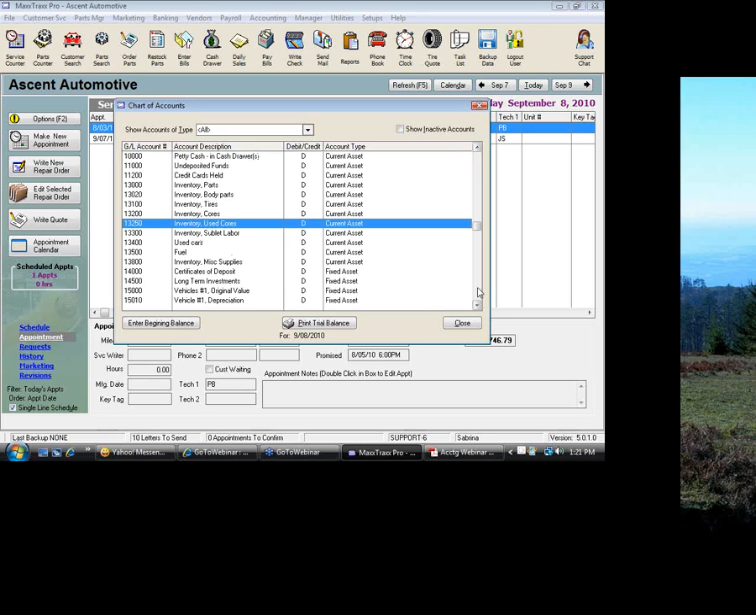So the whole goal here is once you enter every item on your balance sheet, once it's completely set up, this 19,900 account will eventually zero out when everything has been accounted for.